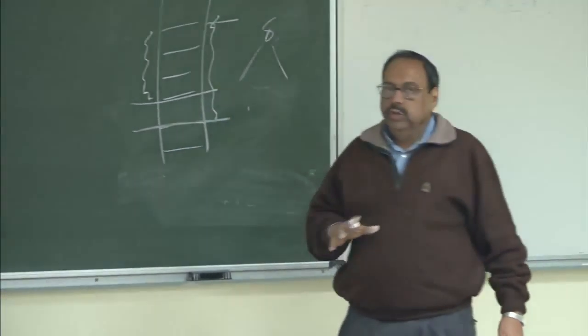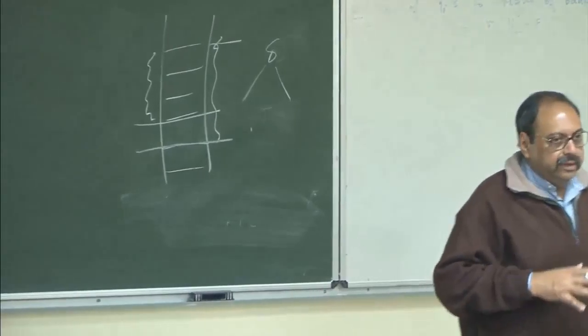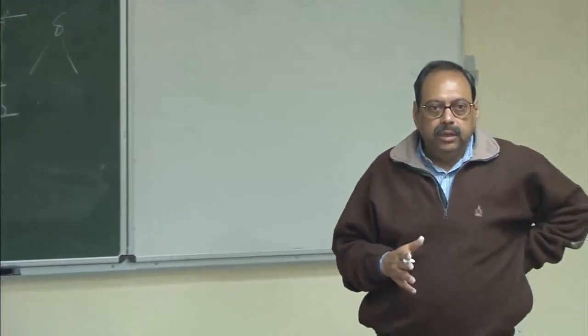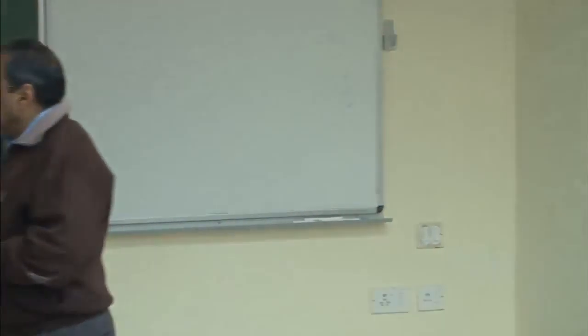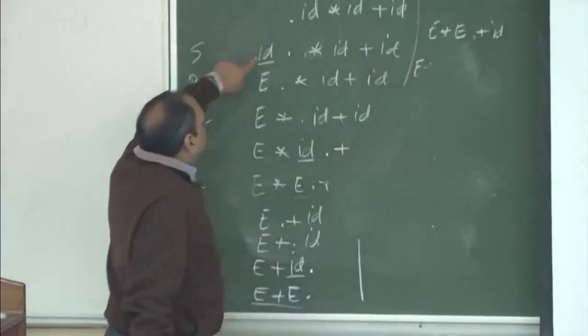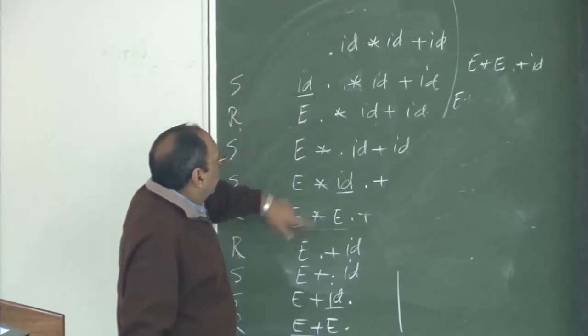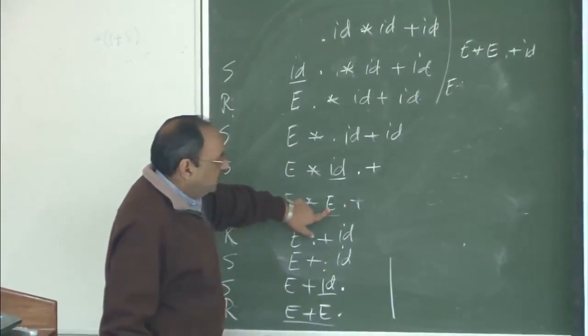A handle is something which has two properties. A handle is the right-hand side of a production. If I now look at this, what I was really doing was matching this ID, then I was matching E star E.